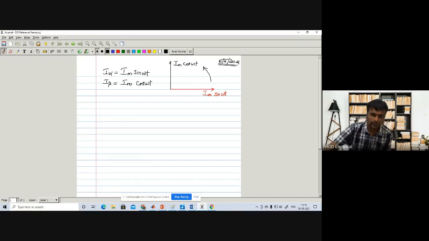Now, all the variables are AC, but we are virtually assuming that the AC variables are DC. How can one do it? That is the important thing.